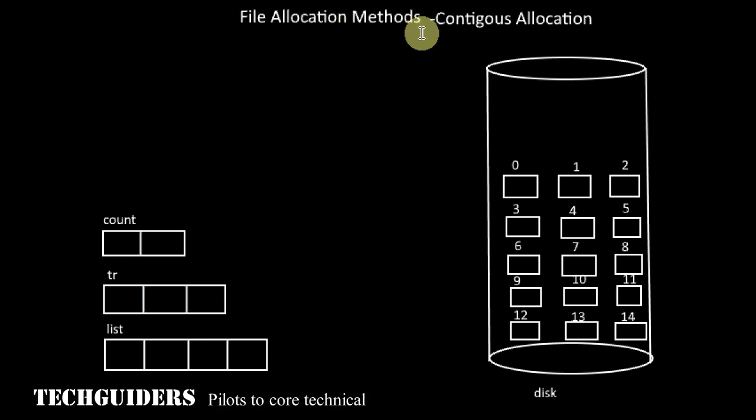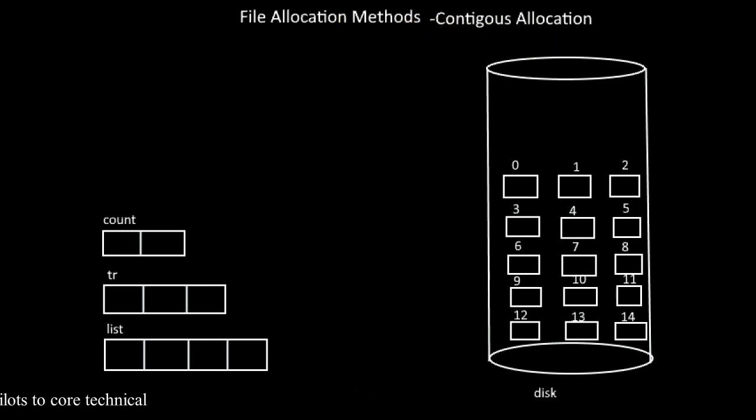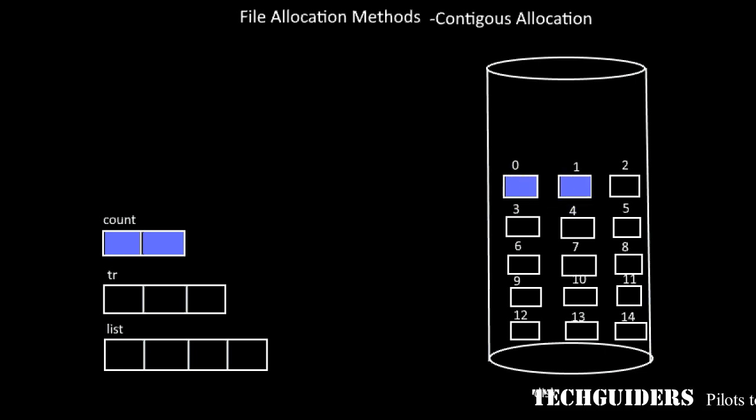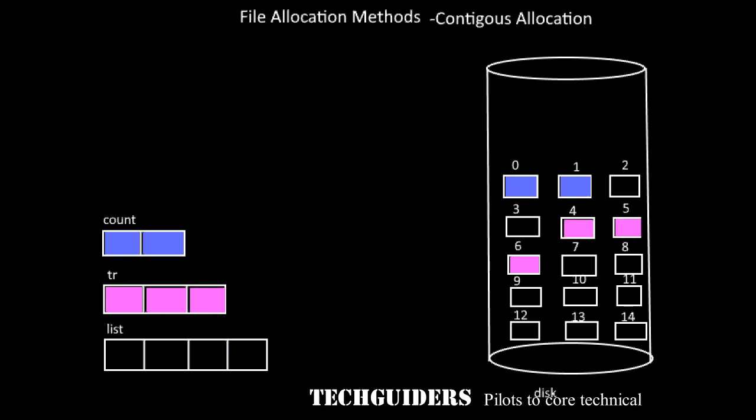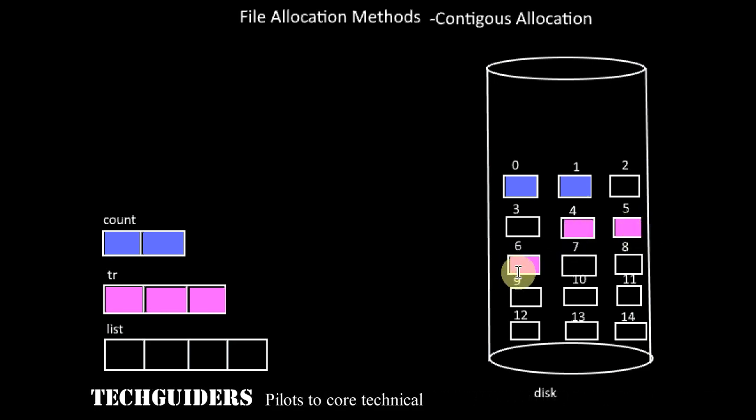The first method is contiguous allocation. Here, each file will be given a set of contiguous blocks on the disk. Here, the file count has two logical blocks. Hence, starting from the disk block address 0, it will occupy two contiguous physical blocks on the disk. Similarly, the other files also occupy contiguous blocks on the disk.